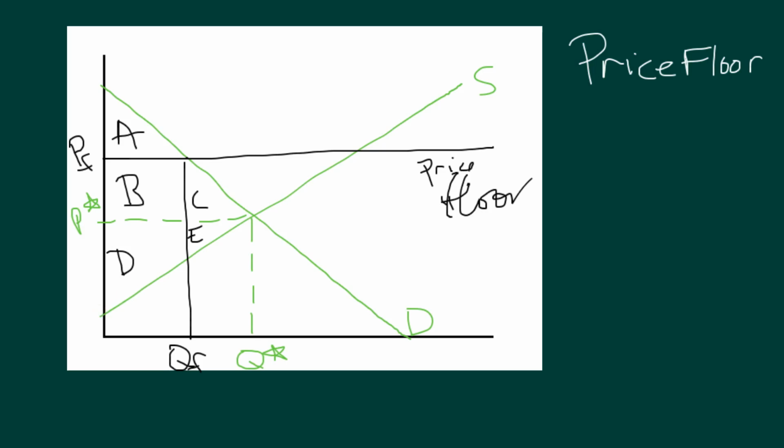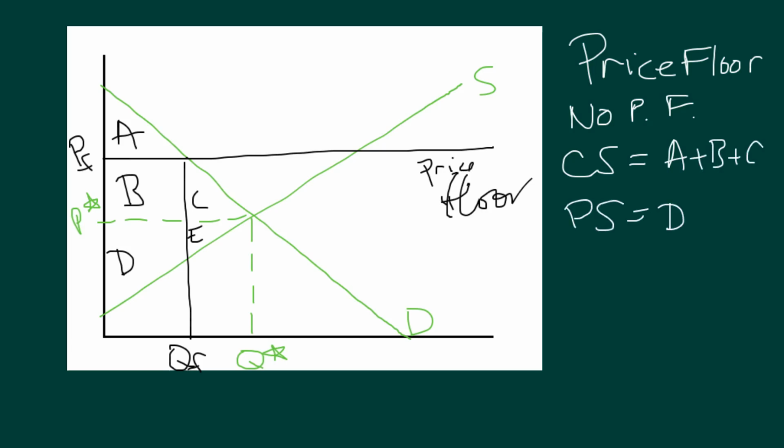So using these letters that we have here, with no price floor, consumer surplus equals A plus B plus C, and producer surplus would equal D plus E. Okay. Now, with the price floor, things are a little different because we're now at this price. So we still can use the same idea, the area below the demand curve and above the market price, not the equilibrium price, but the current set market price.